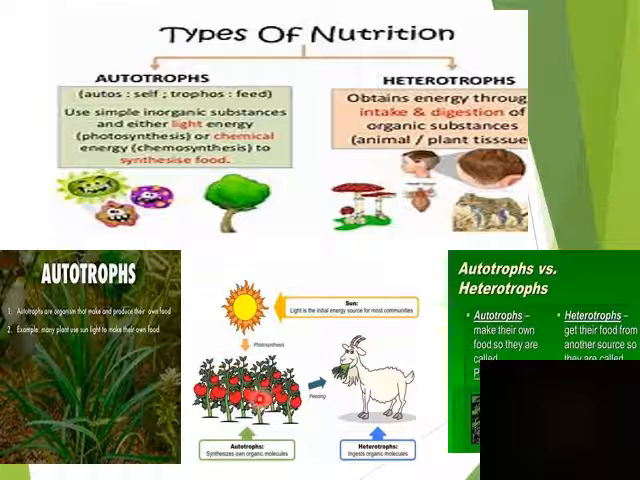Here it is showing you an example. For example, here the green plant is synthesizing its organic material by absorbing the energy from the sunlight and making photosynthesis. And here we can say that this animal is a heterotroph because it is ingesting the organic molecules that are produced by the green plants.